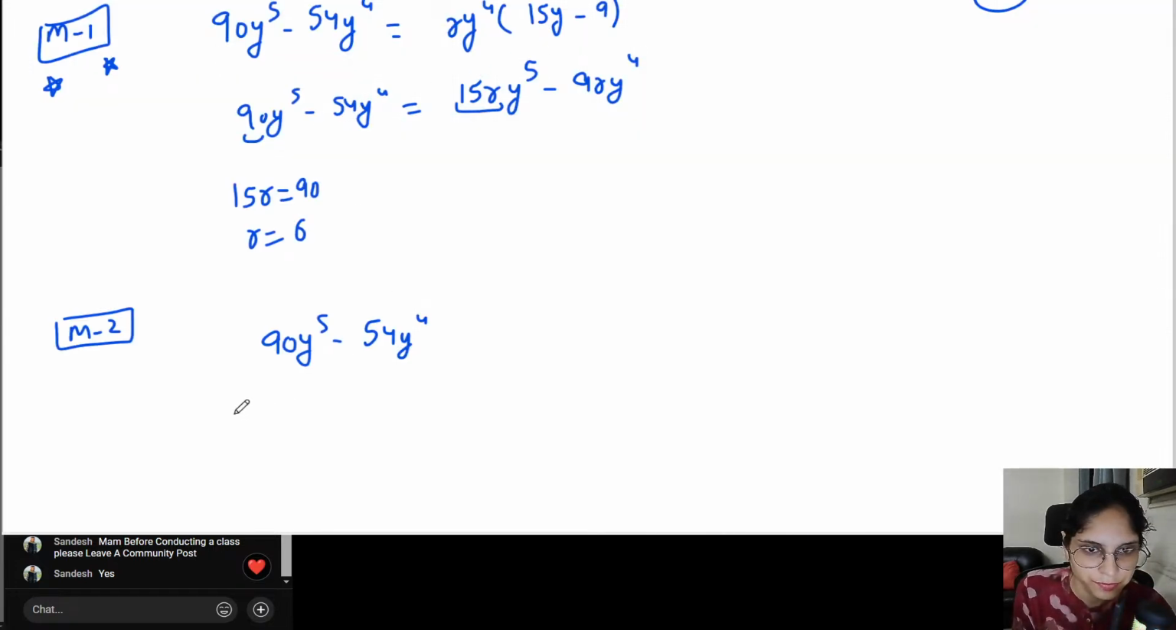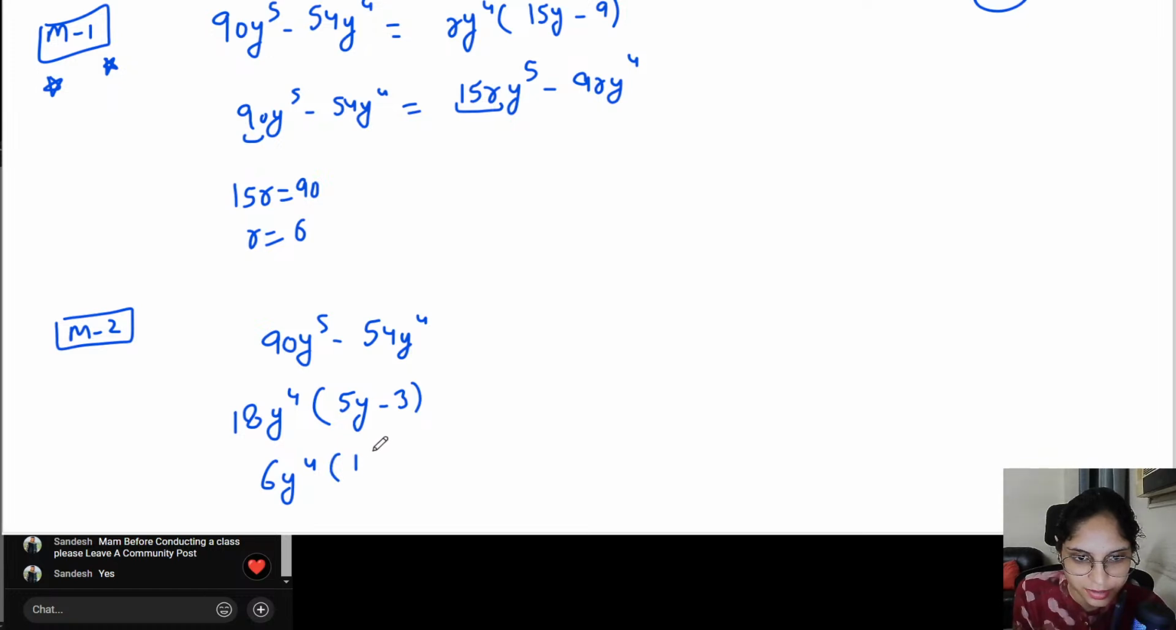Okay. But then 90 divided by 18 is 5y minus 3. You want 15. Yeah, so you have to give 3 back inside. That is why it will be 6y to the fourth times (15y minus 9).